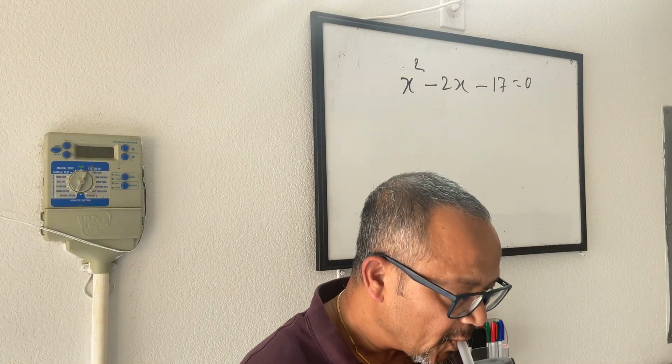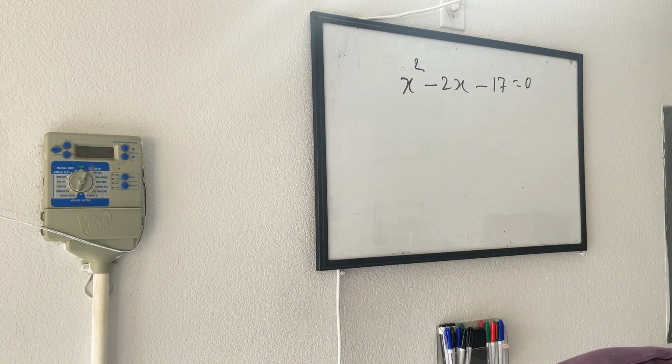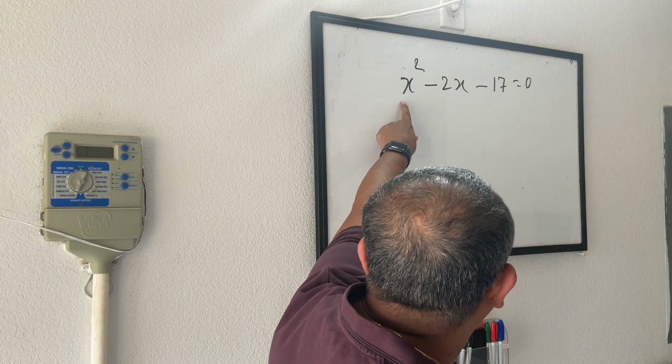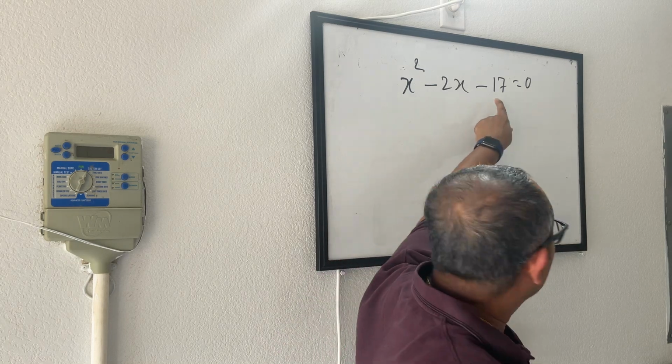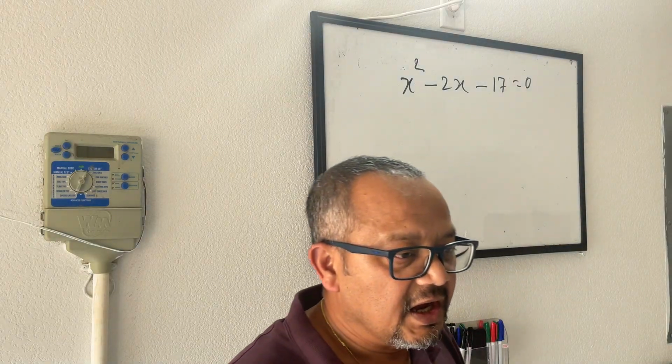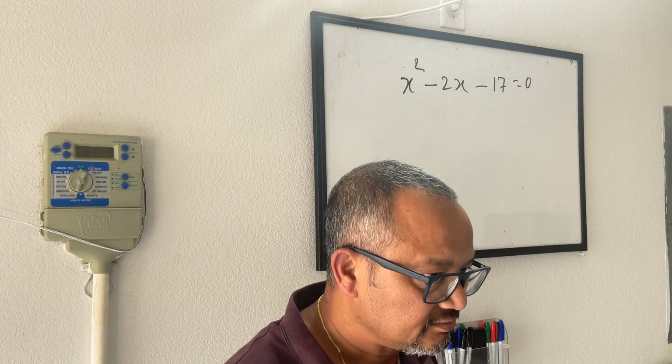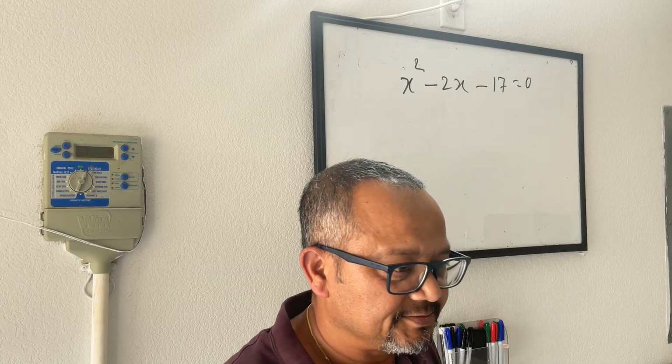Is it minus 15x? What is it, beta? Minus 2x. So, x square minus 2x minus 17 equal to 0. I am asking what are the possible values of x by solving it. Okay. Yeah.